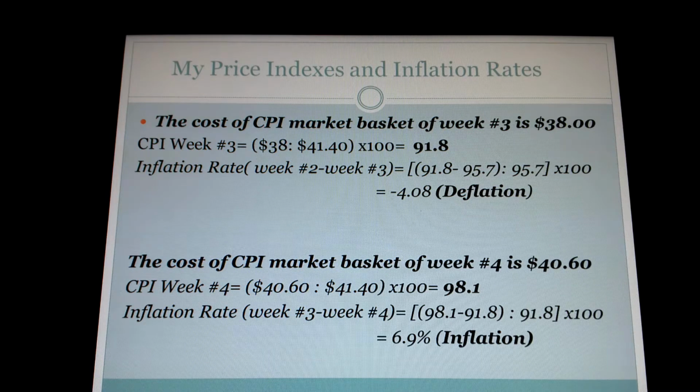That's what I have about the price index and inflation rate, and how I can use my price indexes to determine the inflation rate. And thank you for watching.